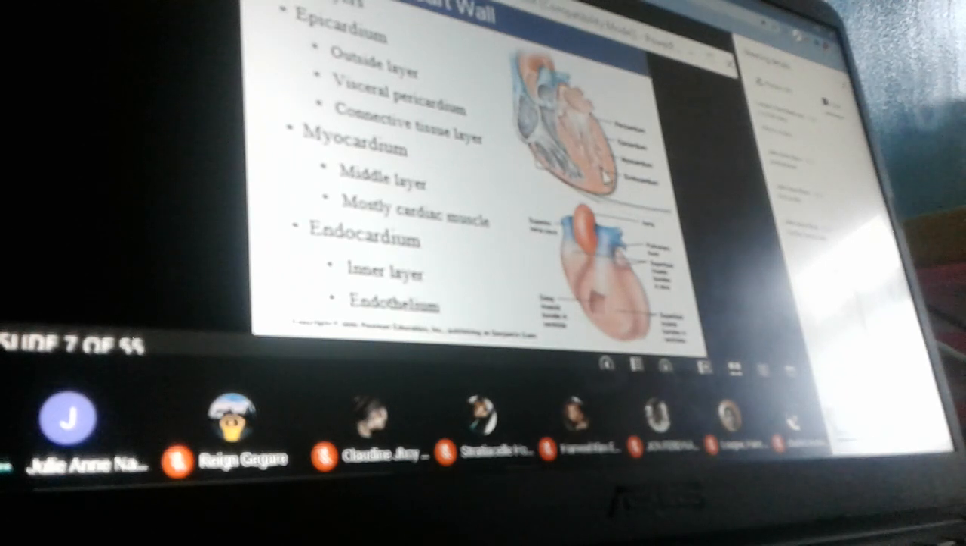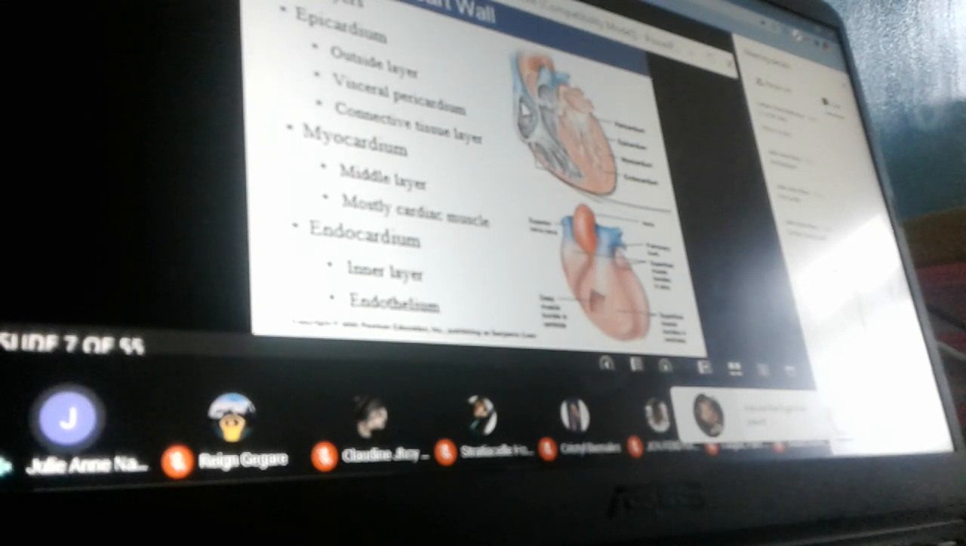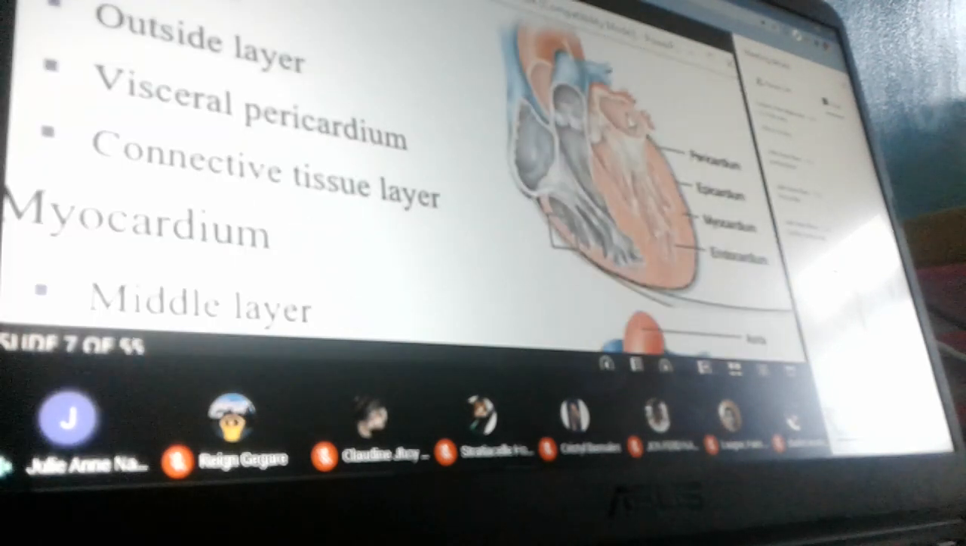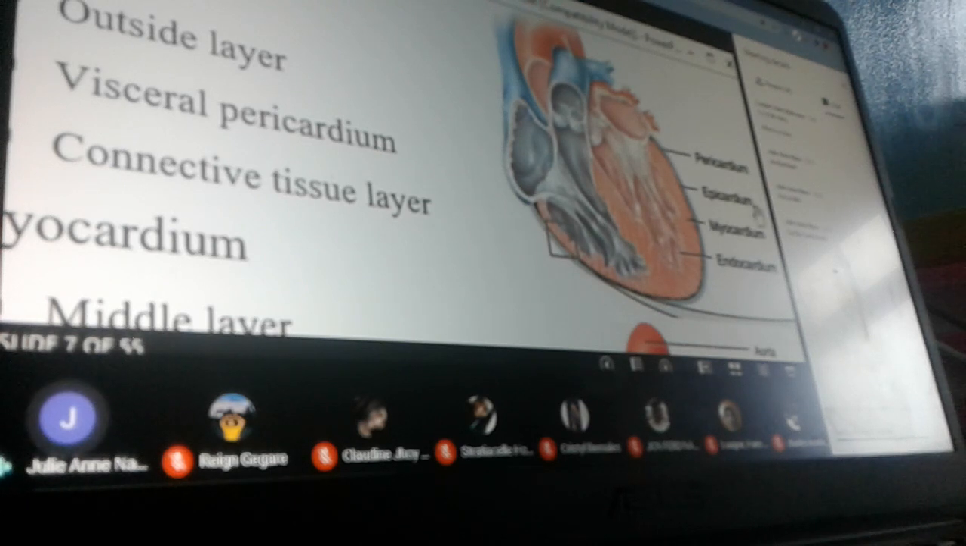Okay. So now let's talk about the heart wall, okay? So, tapos na tayo sa covering. Now, tingnan naman natin yung nasa loob ng ating heart, specifically yung walls, okay? So, the heart has 3 layers. We have the epicardium, the myocardium, as well as the endocardium. So ito yun sila. We have the epicardium, the myocardium, and the endocardium. Di ba familiar si epicardium? Siya rin si visceral pericardium or yung visceral na layer natin.